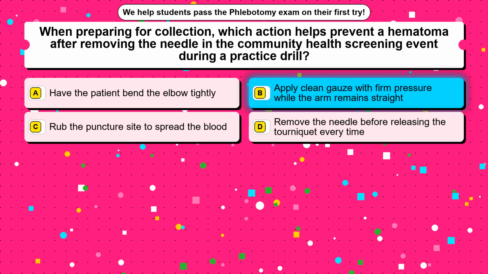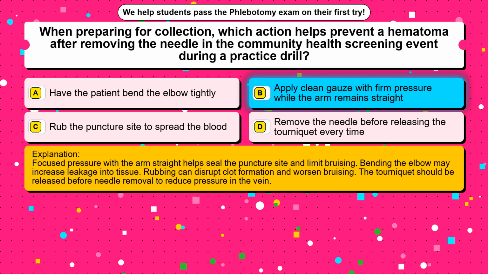The correct answer is option B. Apply clean gauze with firm pressure while the arm remains straight. Focused pressure with the arm straight helps seal the puncture site and limit bruising. Bending the elbow may increase leakage into tissue. Rubbing can disrupt clot formation and worsen bruising. The tourniquet should be released before needle removal to reduce pressure in the vein.